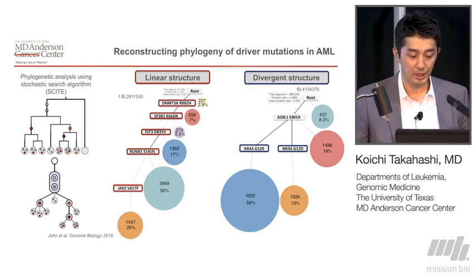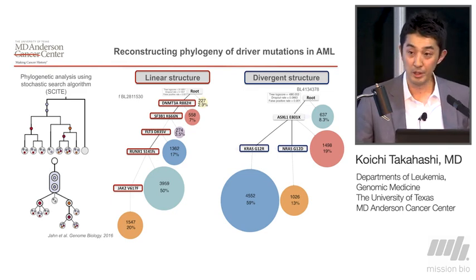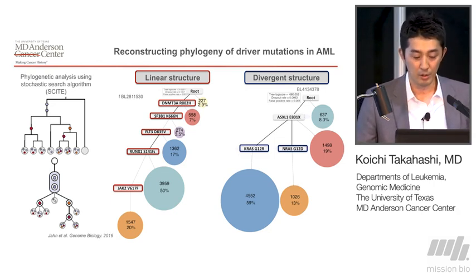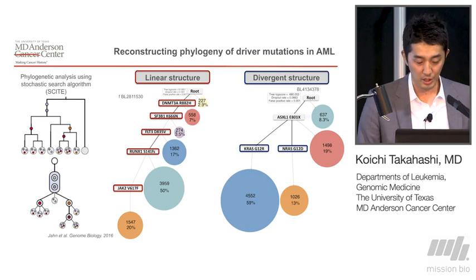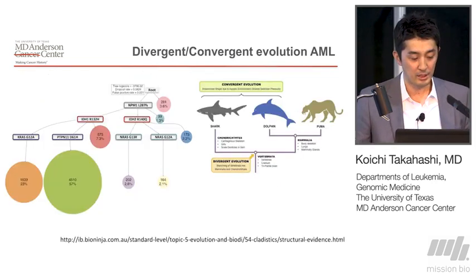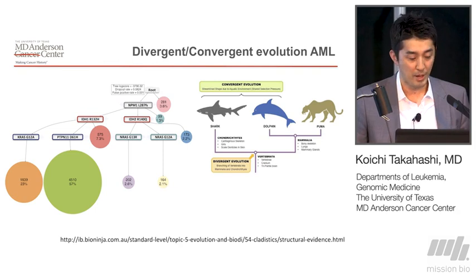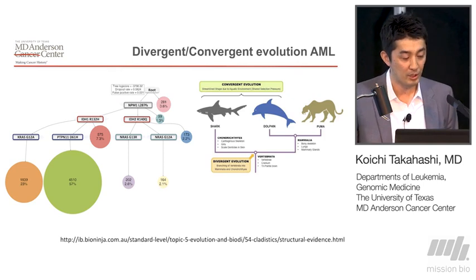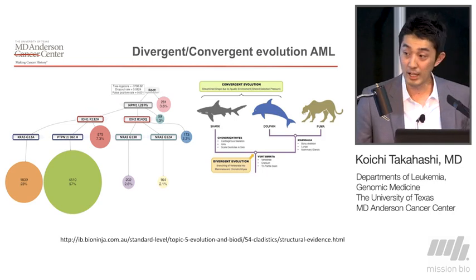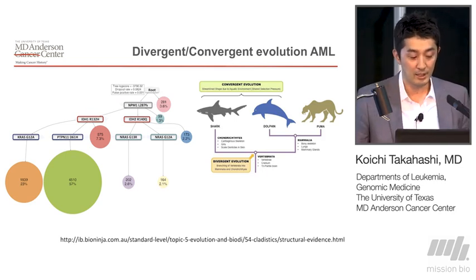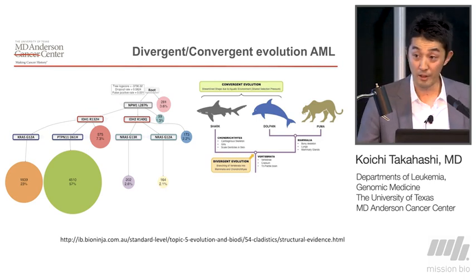And most of the cases we analyzed ended up having this type of linear acquisition model, but some cases showed this divergent structure where after acquiring one mutation, there was a separate independent branch acquiring several mutations. This case really represents this divergent and convergent evolution pattern, which is really fascinating. After acquiring this NPM1 mutation, this clone separated into 2 different branches, but each branch acquired IDH1 and IDH2 mutations independently. And again, these 2 branches independently started to acquire KRAS, PTPN11, NRAS, and another NRAS mutation.